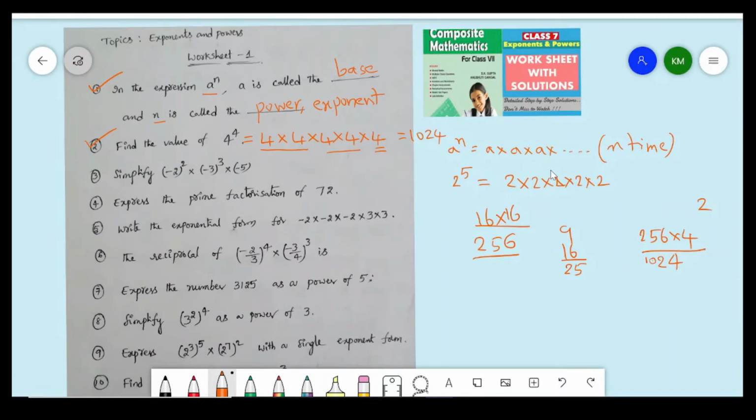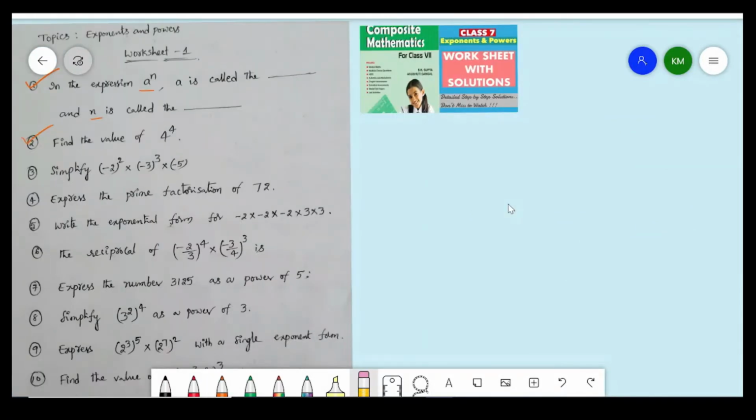Now let us move on to the next problem. Simplify (minus 2) whole power 2 multiplied by (minus 3) whole power 3 multiplied by (minus 5); nothing is there as power here, so it is whole power 1. So observe very carefully. (Minus 2) whole power 2 multiplied by (minus 3) whole power 3 multiplied by minus 5. This value we have to find out.